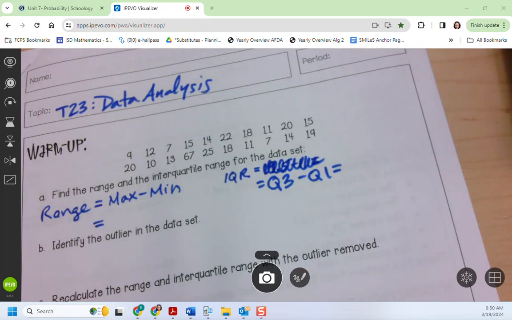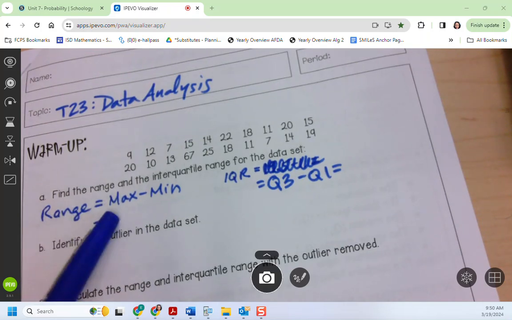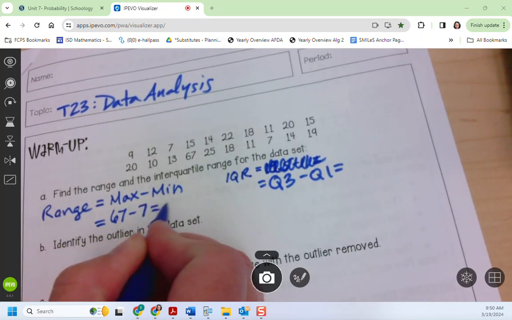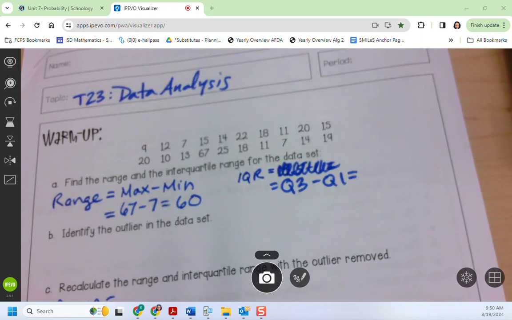So today's topic is data analysis. We've been continuing that topic for the whole unit. And we're going to start by finding the range and the interquartile range. So the range is your max minus your min. So you should have had 67 minus 7, and you should have found 60.